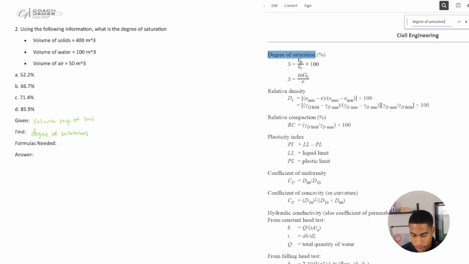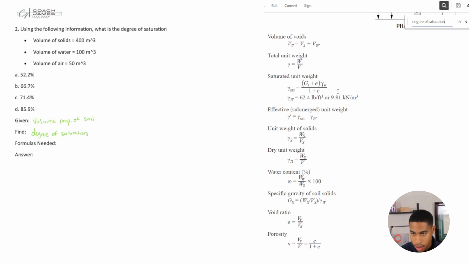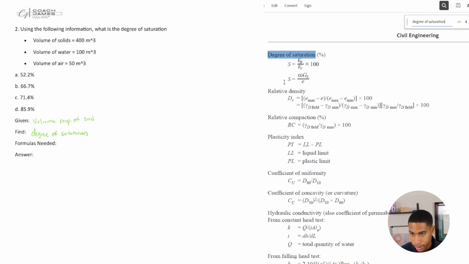Do we have, or it would be W times GS over E. And so the weight, so W is the water content, right? And it's saying W of W, so the weight of water divided by the weight of solids. We don't have any of that, so I don't even want to use this second formula. I want to use this one.